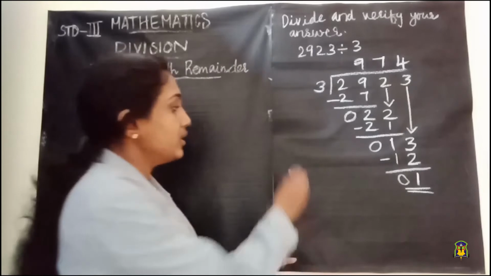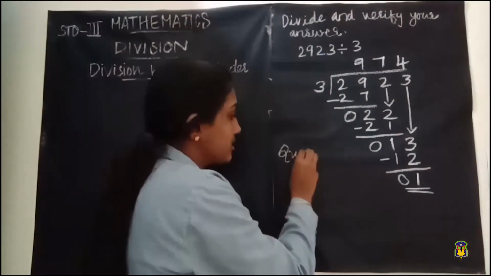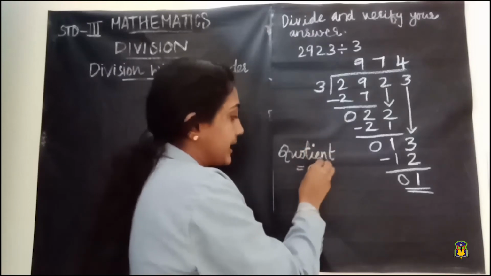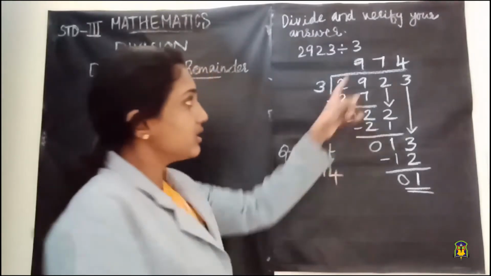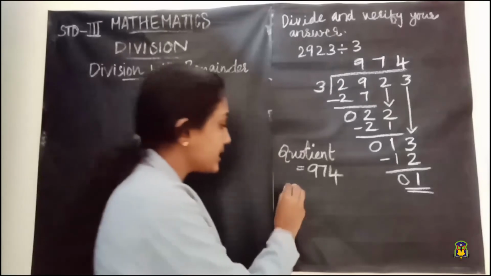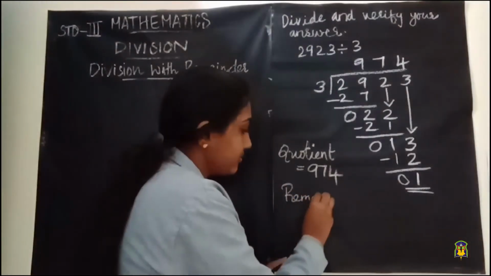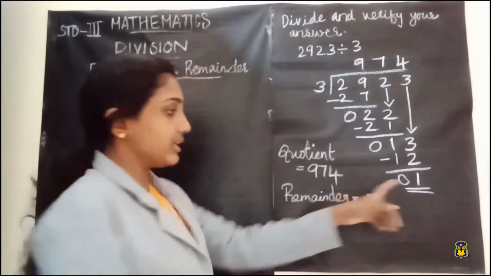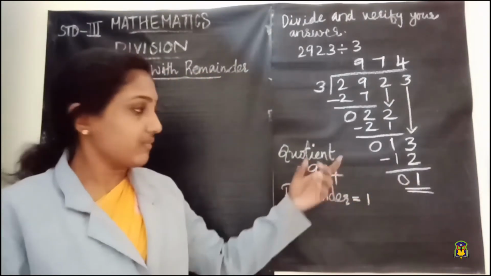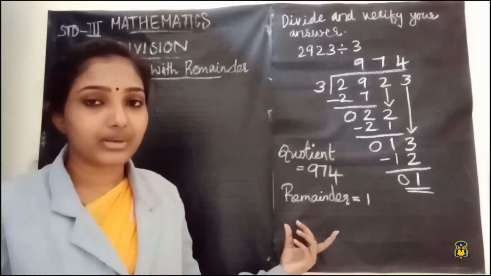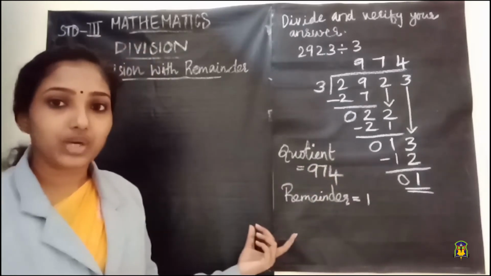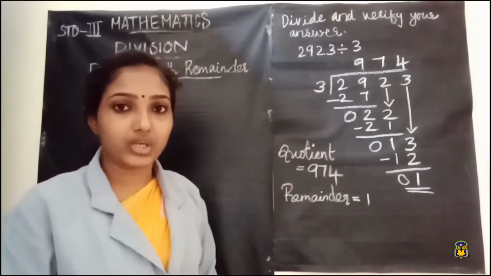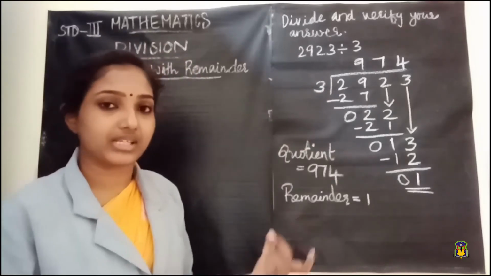Okay, so we got a quotient. What is the quotient here? The quotient is 974. And what is the remainder? Remainder is equal to 1, right? So after division, we have got a quotient and a remainder. And our division is over, and next part is what? We have to verify our answer. Okay, so now let's verify our answer.